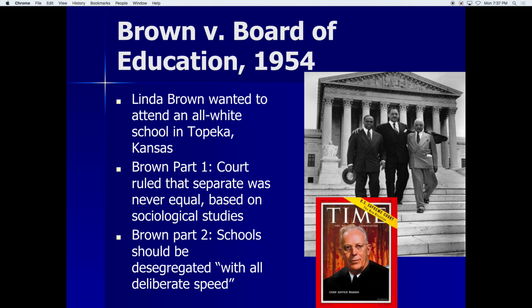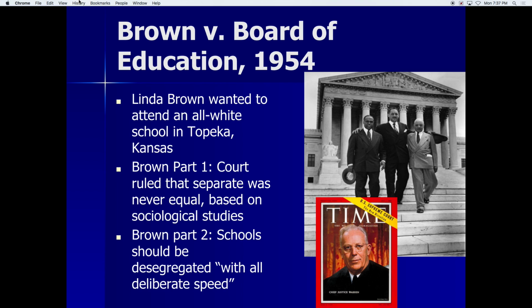There's a number of kids in a number of school districts, but Linda Brown's name comes first in the alphabet, B. And she lived close to a white school. She had to attend a black school, quite a ways away from where she lived. So her case went to the Supreme Court. And there's two parts. There's a Brown versus Board of Education in 1954, then one in 1955. All right, in part one, the court ruled that separate was never equal.